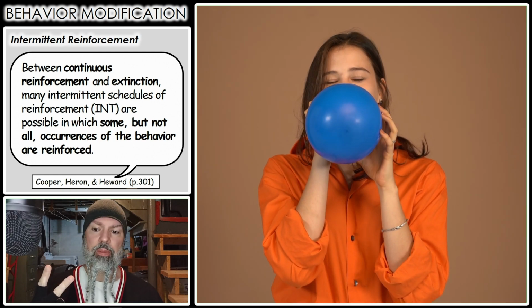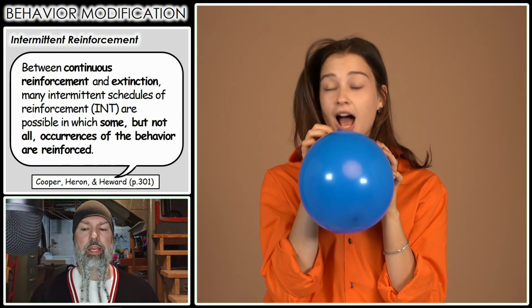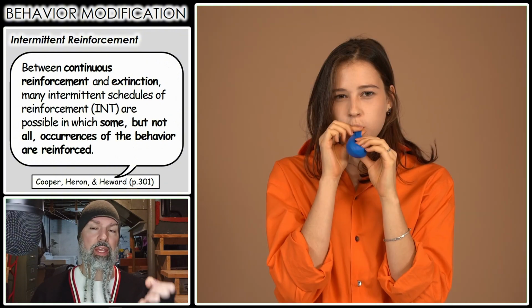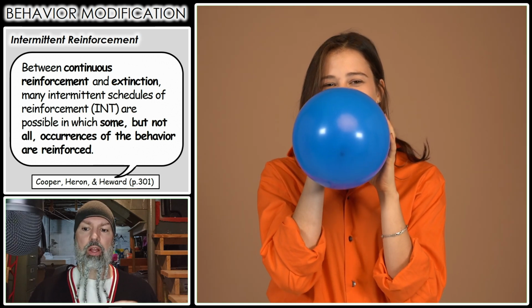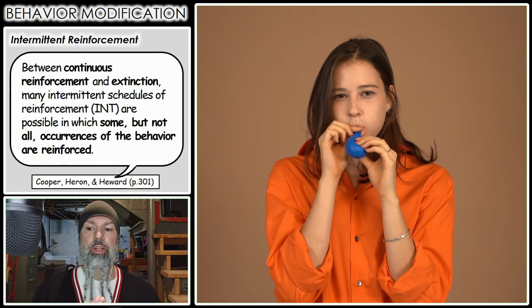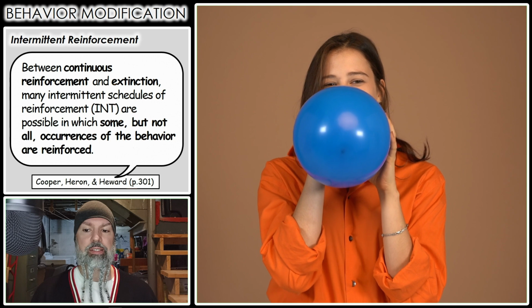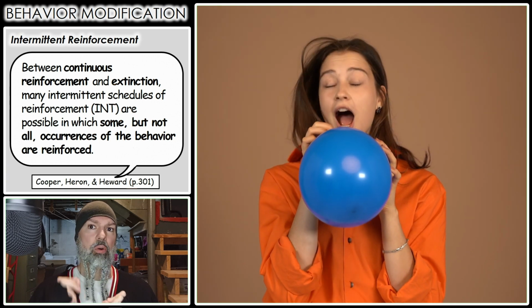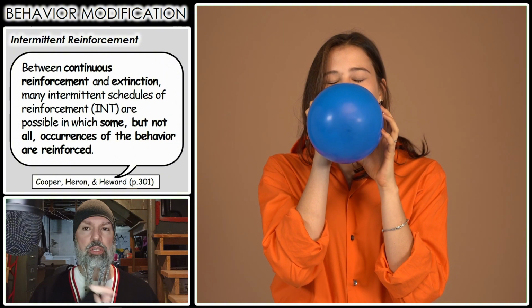So two common methods of schedule thinning. One is to gradually increase the ratio or the interval of your intermittent schedule of reinforcement. So this is where you gradually increase the number of responses required or increase the time that is required to elapse before a reinforcement is delivered. And you always, always, always want to base the pace of the thinning on the learner's performance.